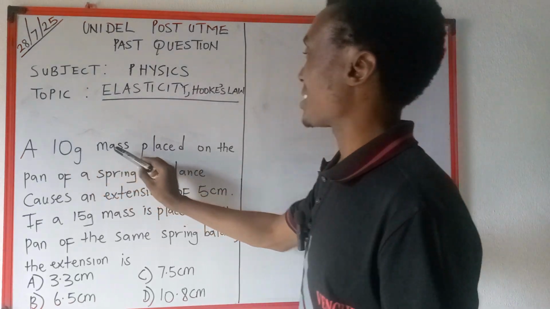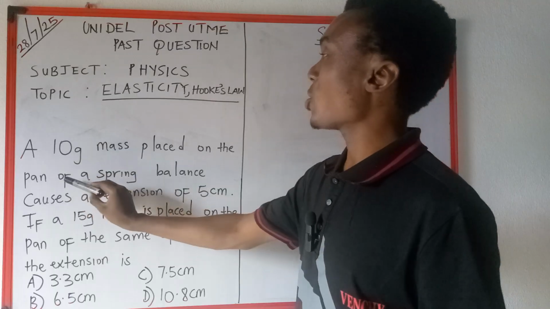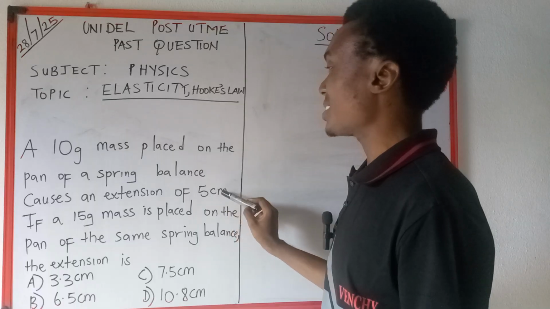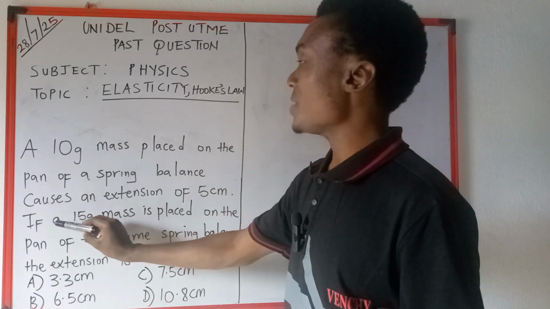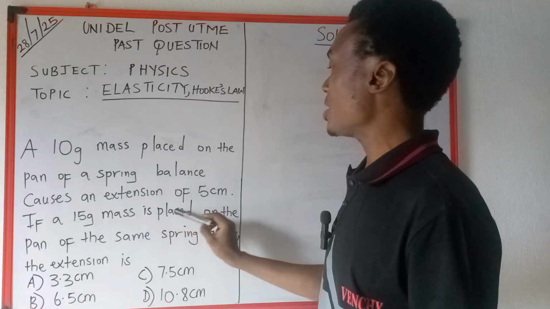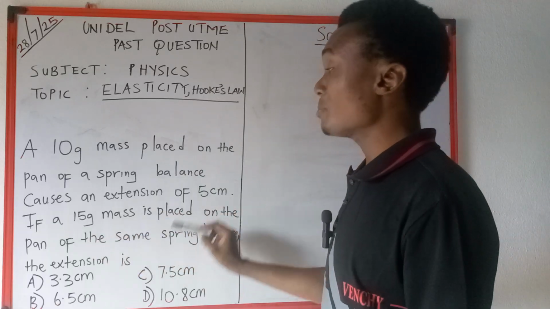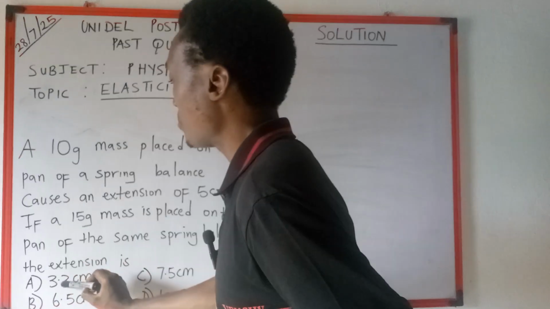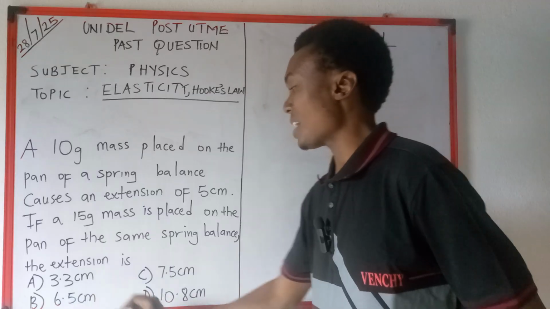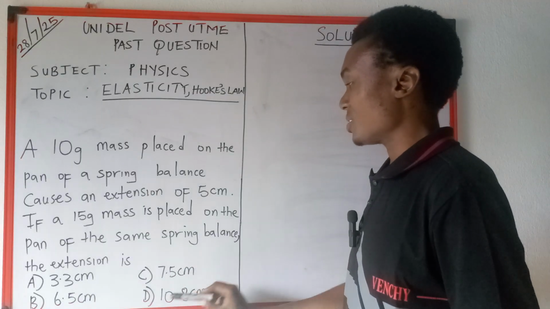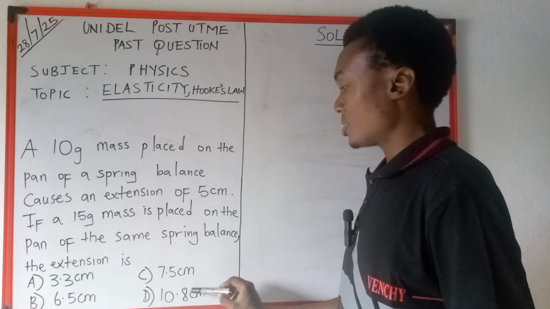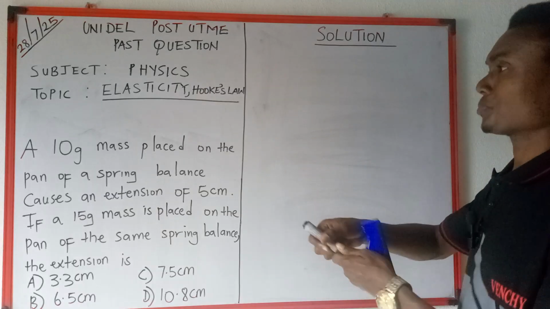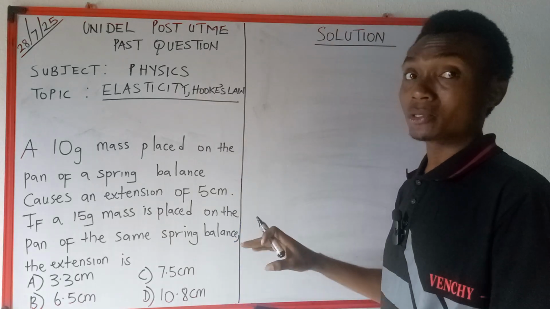A 10-gram mass placed on the pan of a spring balance causes an extension of 5 cm. If a 15-gram mass is placed on the pan of the same spring balance, the extension is: A, 3.3 cm; B, 6.5 cm; C, 7.5 cm; D, 10.8 cm. So let's solve. Solution. We're going to write the parameters out.